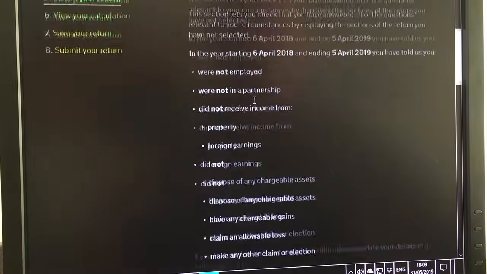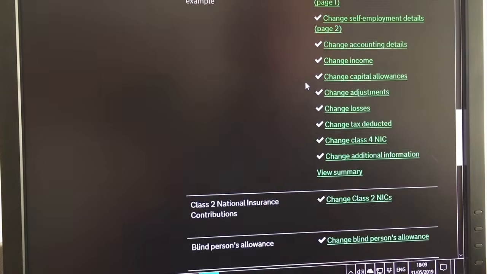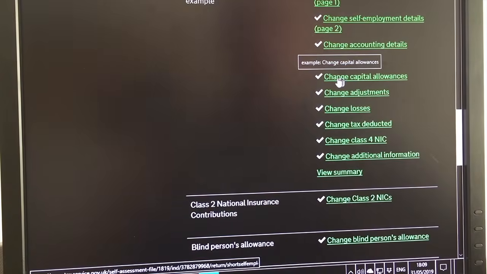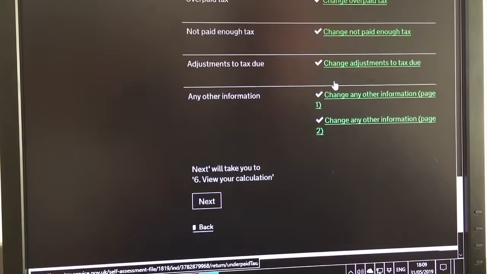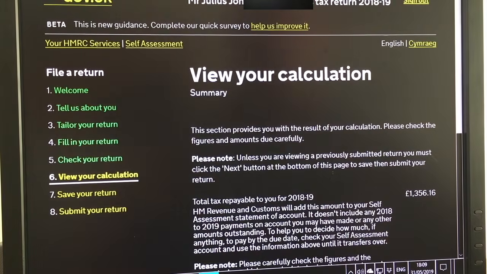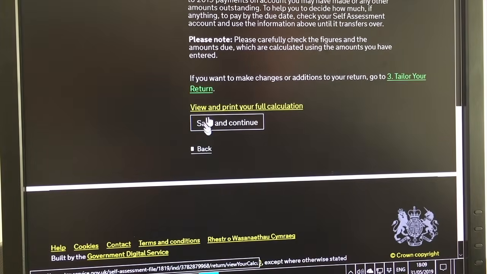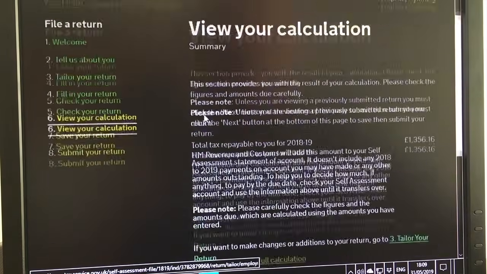Check your return. Right, we're at the end, I think. So, as long as you've got ticks here, if you wanted to go and amend anything, you could just go back in here and do it. Looks like everything's okay, so I'm going to say next, and it will take you to view your calculation. Next. View your calculation. I think I'm going to leave it at that, possibly. Let's have a look.